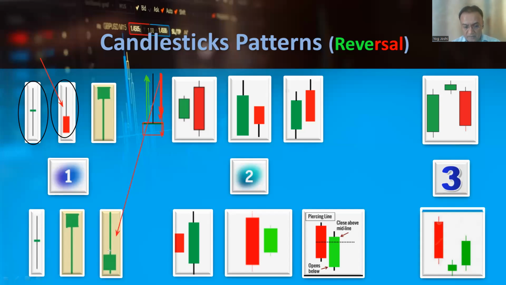If the body is red, it might be green also like this, but if it's red like this, it's a potential or powerful sign of reversal. And this is, we can say, a doji. It's a neutral candle. Okay, this is a bullish engulfing, and this is a bearish engulfing.